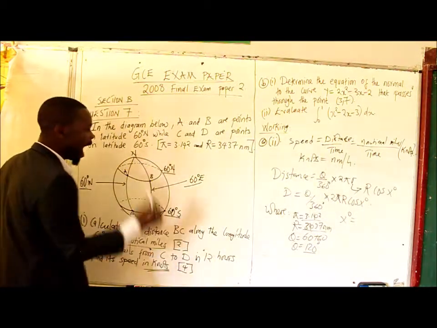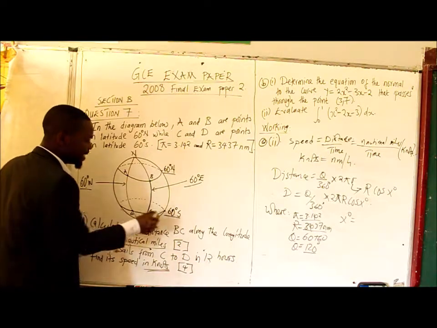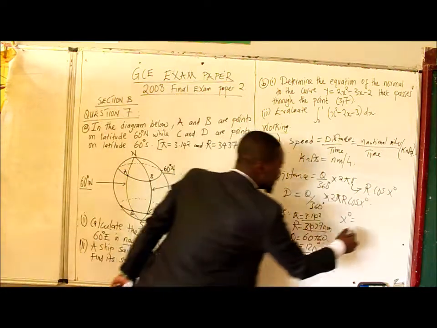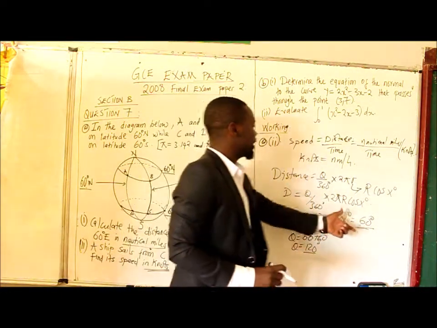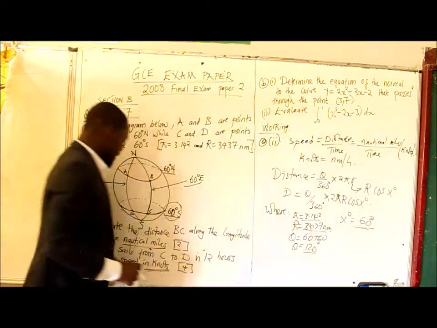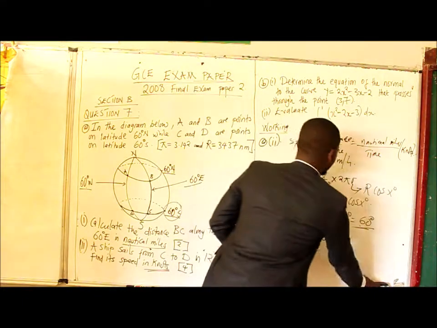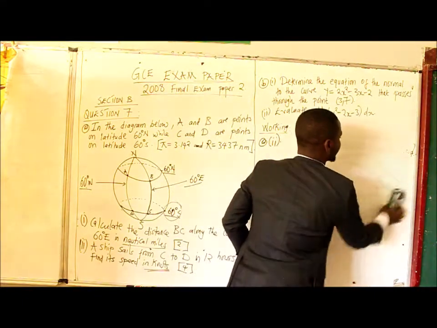X is an angle where our points lie. So C and D, they are along where? 60 degrees south. So x is 60 degrees. Using this information, let's calculate the distance CD. Let me erase this part and leave this information here.